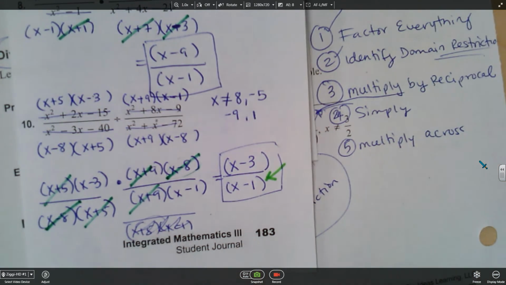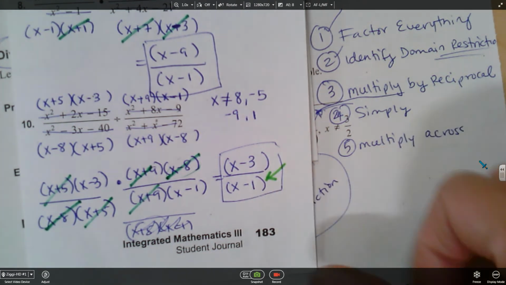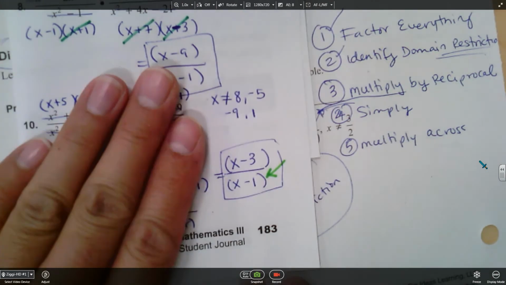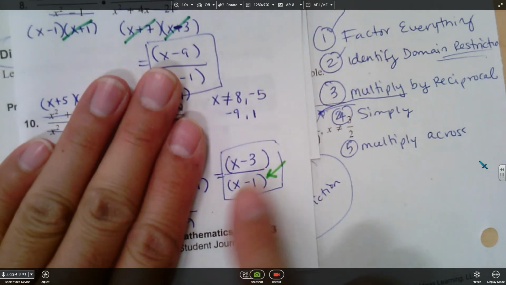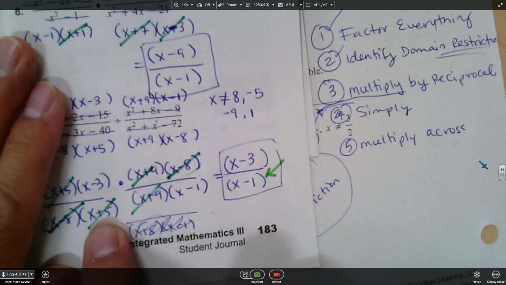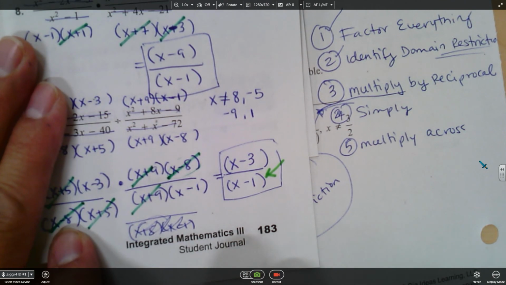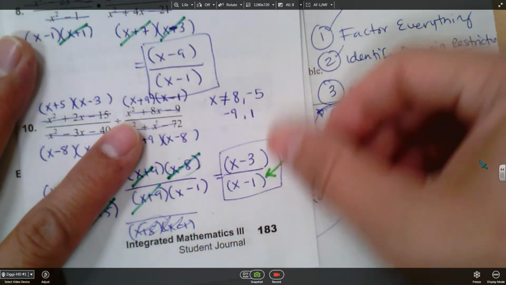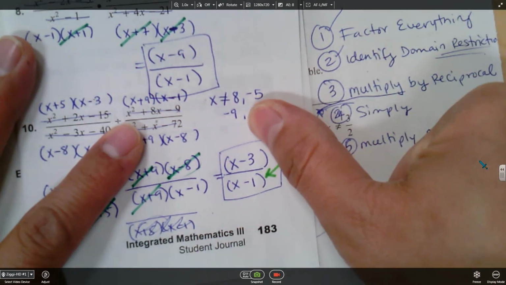So it won't include domain restrictions that don't cancel out? Yeah. Our textbook won't include the domain restrictions that don't cancel out, because someone who looks at your last answer will still be able to identify them. But for the ones that cancel out, you won't be able to tell, right? If you never list them, you would never know that you weren't supposed to use a -9, -5, or an 8. So since it got canceled out, you do have to list them. But if it didn't get canceled out, you don't have to list them.